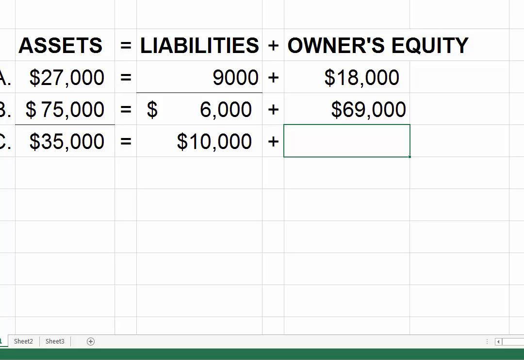In this particular problem, I then need to keep this last one. I have my assets of 35,000. I have my liabilities of 10,000. So my owner's equity must be 25,000. So that is a very short demonstration on how to keep the basic accounting equation in balance. I am now going to move on to problem 2.